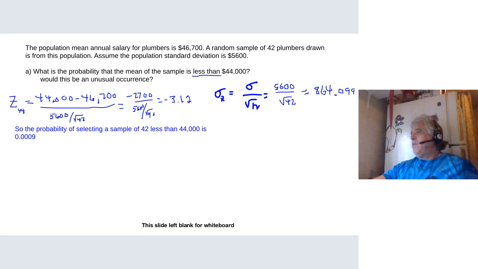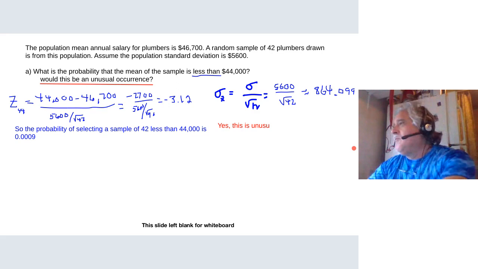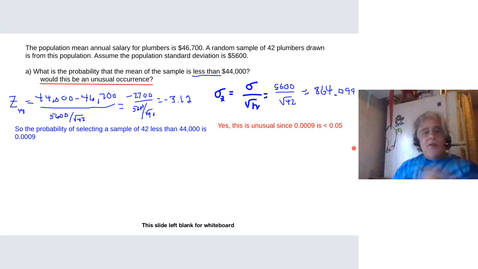So let me ask you this question here. Would this be an unusual occurrence? Same thing we've been talking about since chapter 4. Maybe we talked about it in chapter 3. Yes or no? Yes. That standard is always going to be there. And when I showed you that a little bit earlier about that middle 95%, that's where that 5% is coming from. That's the missing 5%. When you're talking about 95%, that 5% is the unusual.